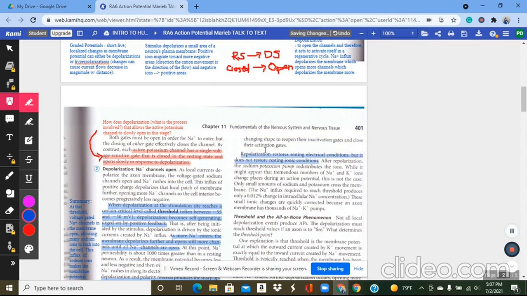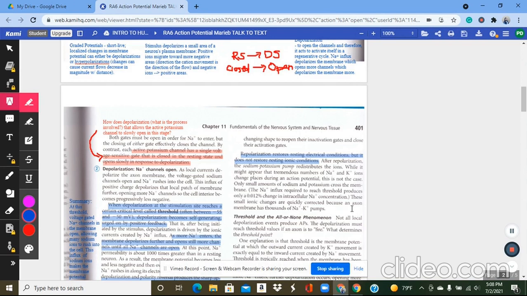Highlight that. That's a pretty important statement. After repolarization, the sodium potassium pump redistributes the ions. While it might appear that tremendous amounts of sodium and potassium ions change places during an action potential, this is not the case. Only small amounts of sodium and potassium ions cross the membrane.